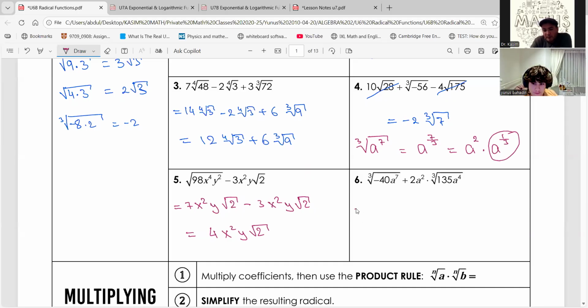You see, if you just write like this, you can see this better. Here we have cube root of, what is -40? -8 times 5. And how about a to the power of 7? We can write this a to the power of 6 times a. Because it should be divisible by 3, right? To take this out of the roots. In a similar way, here we have 2a squared times cube root of 135, 27 times 5. And a to the power of 4, a cubed times a.